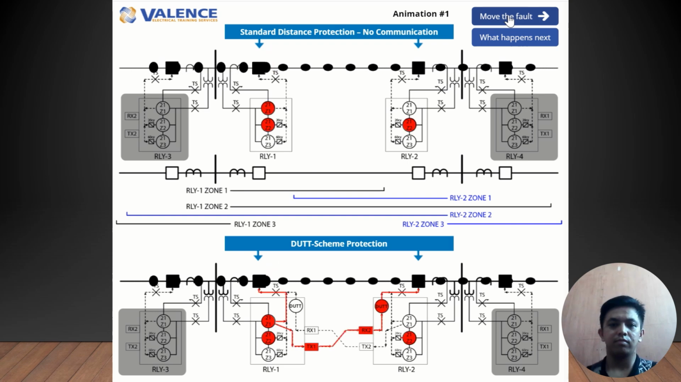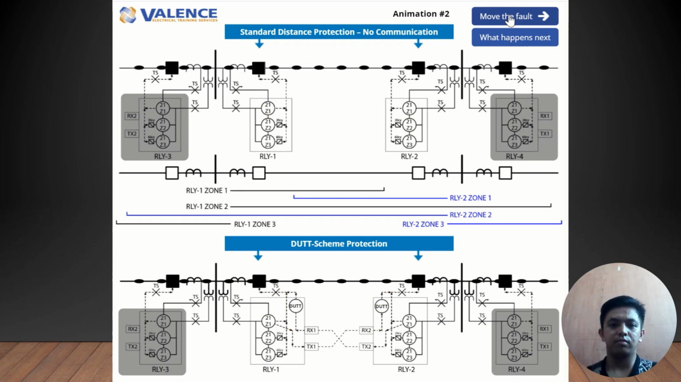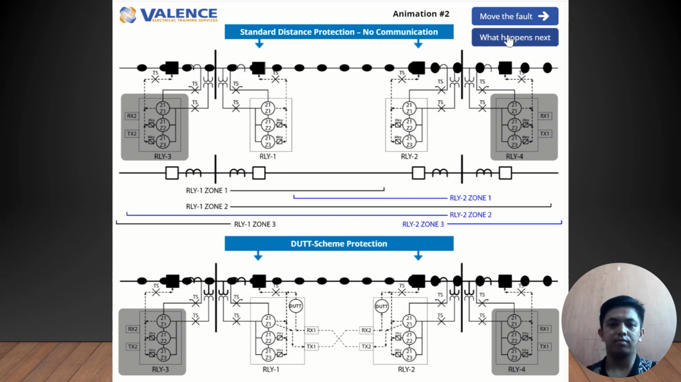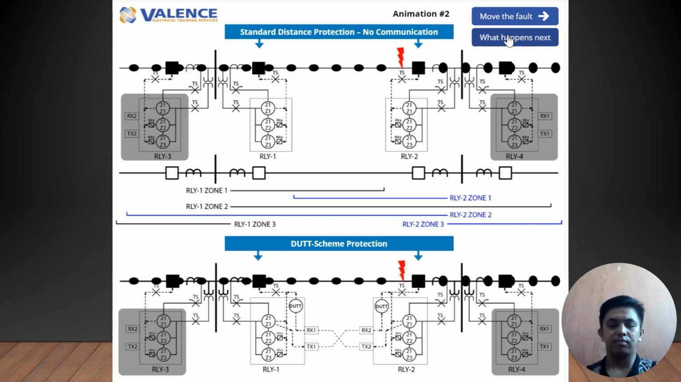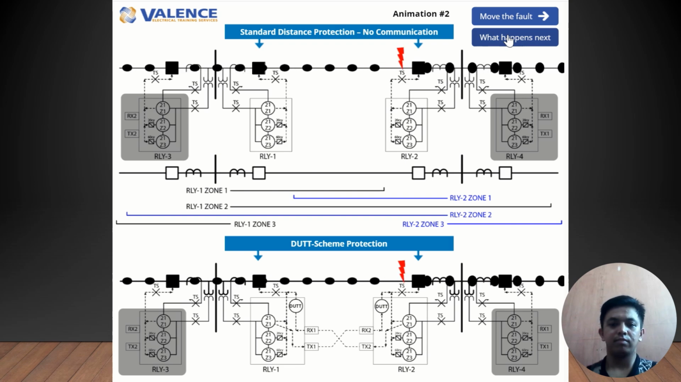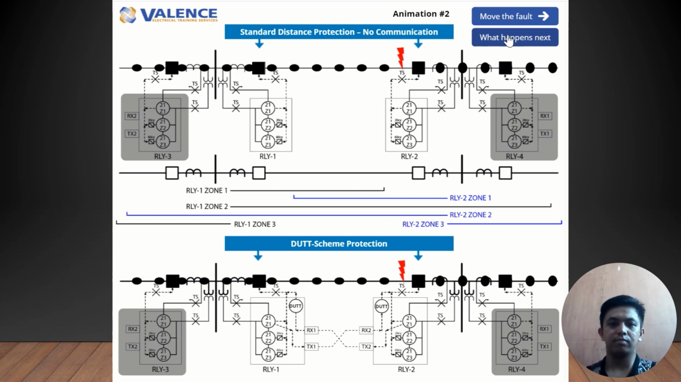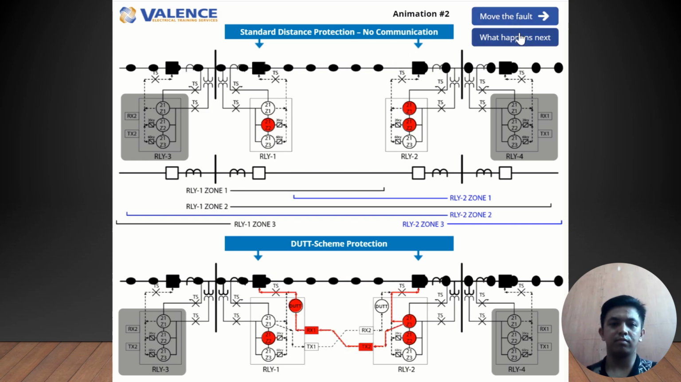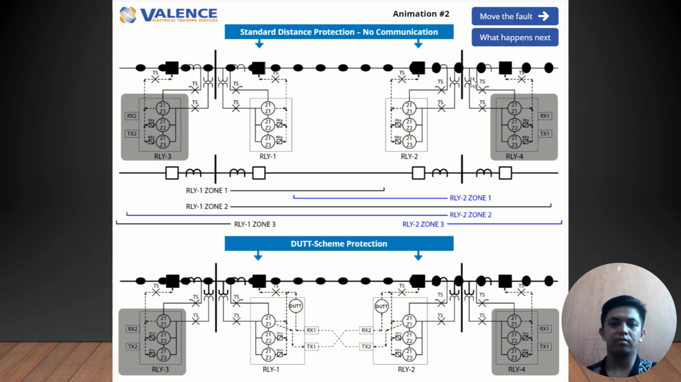Now, if I move the fault to the other side, you can see that the fault is now close to relay 2, and the opposite is going to happen. Relay 2 is going to see zone 1 and zone 2. Relay 1 is going to see zone 2, and the breaker connected to relay 2 is going to open instantaneously. Then we're going to have that 17 cycle delay before the opening of the breaker on relay 1.